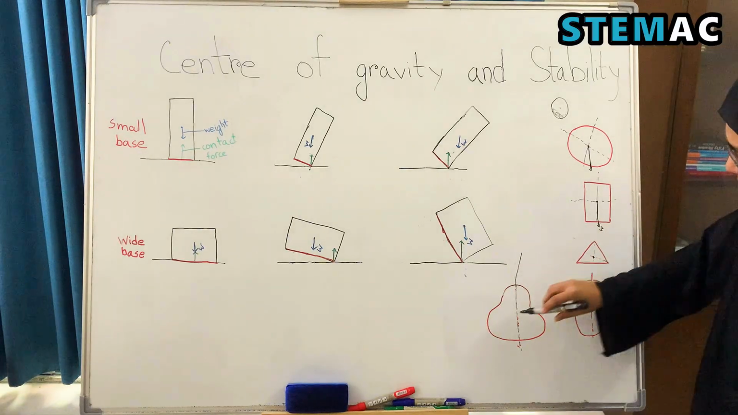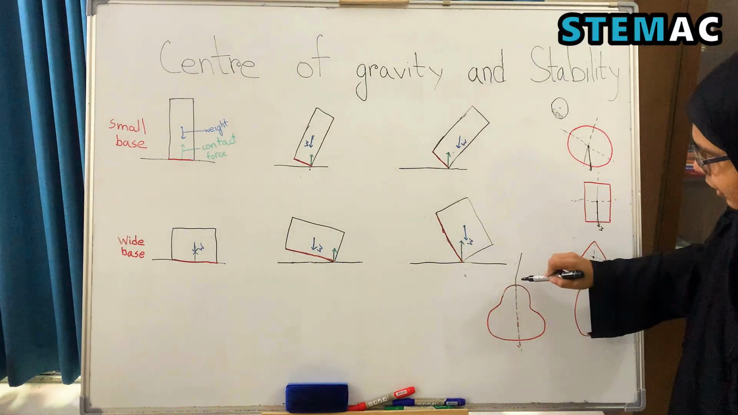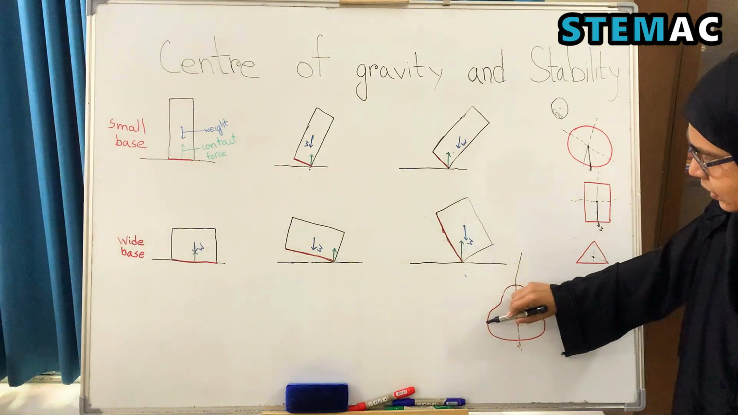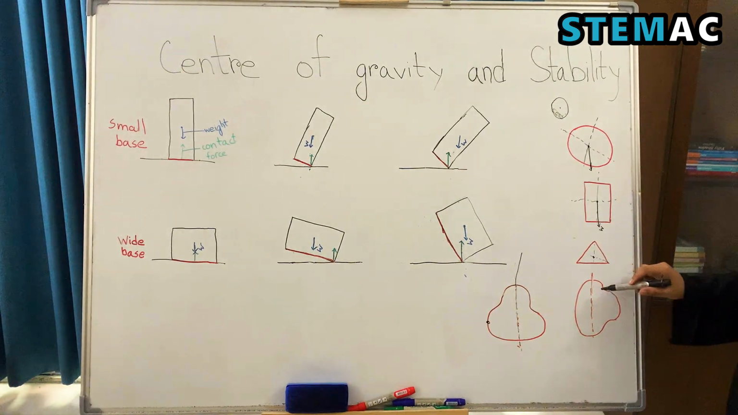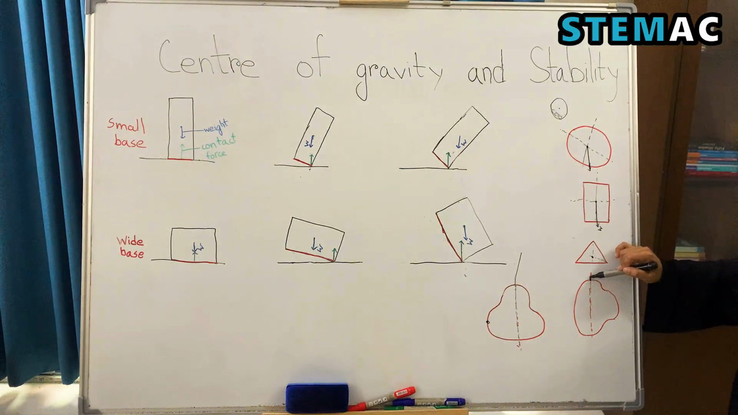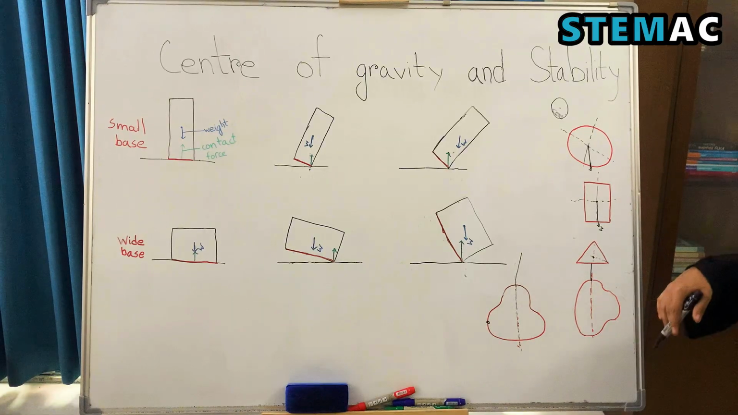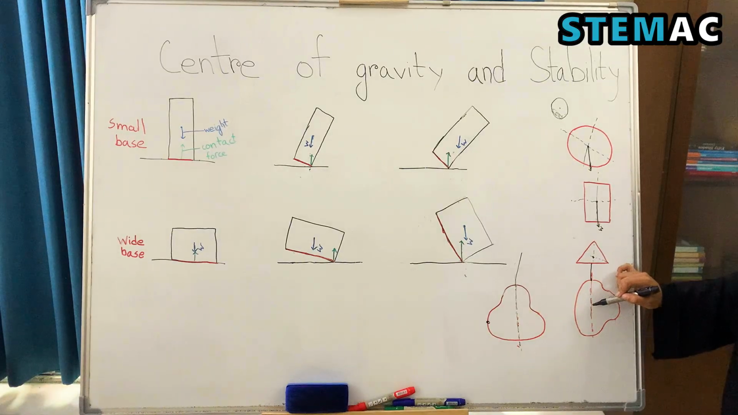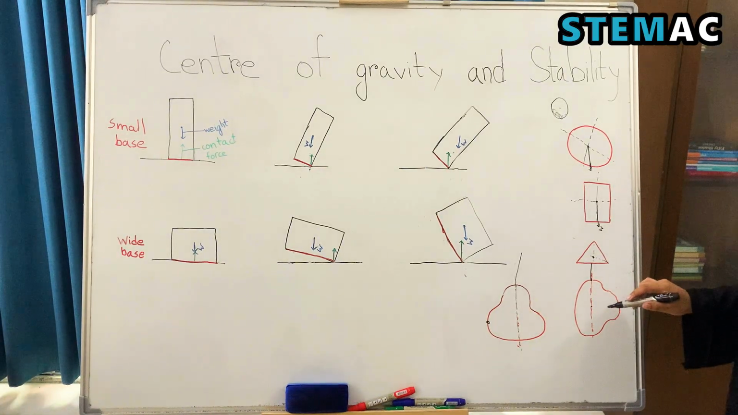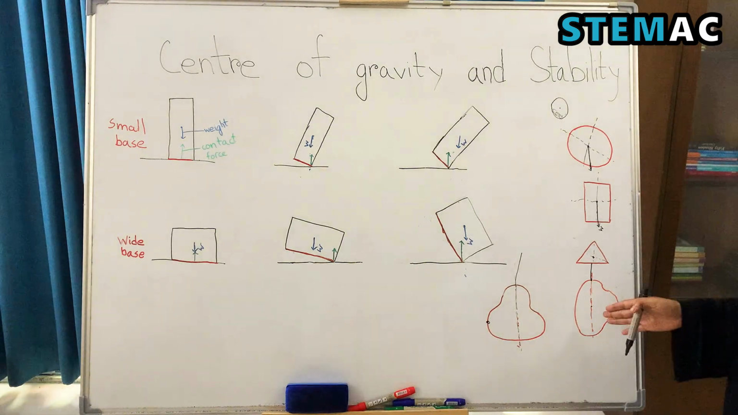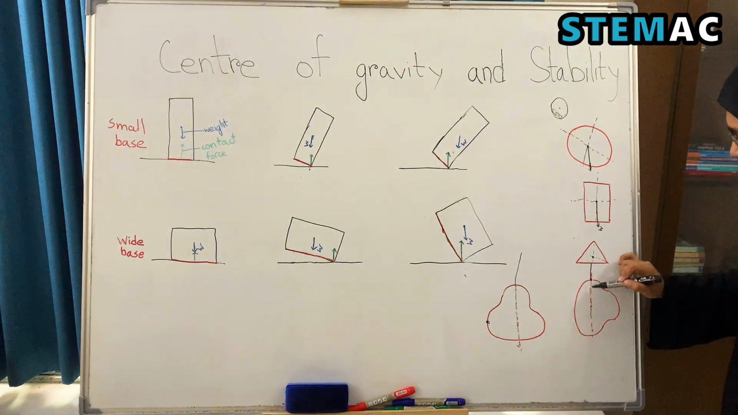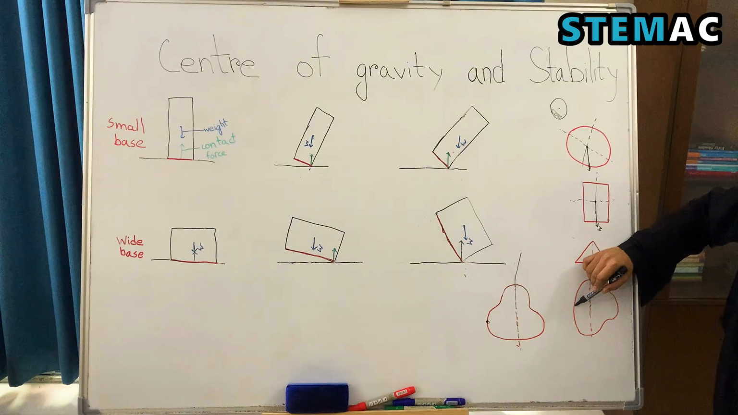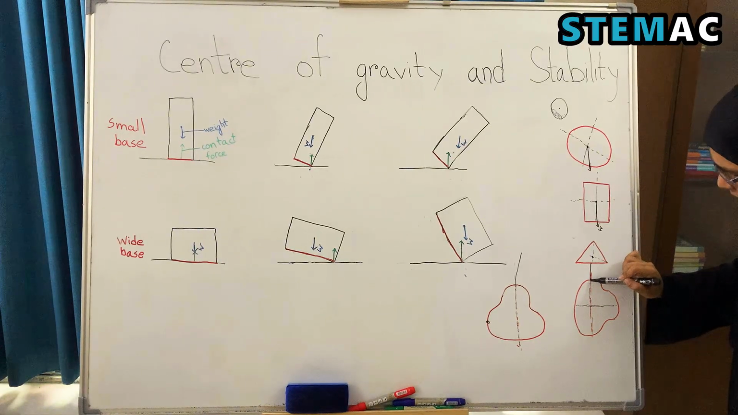If we remove the string from here and attach the string in this position again, we would get something like this. The object would again turn, move and balance at a position where the weight acts along the center of gravity. So earlier we got the line like this, and now we get the line like this.